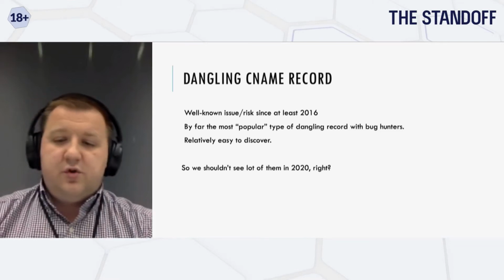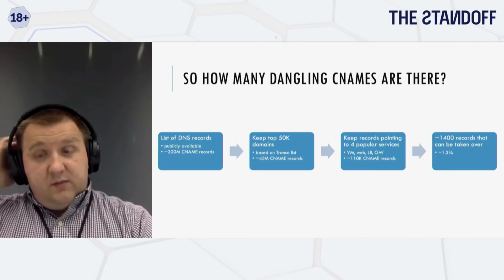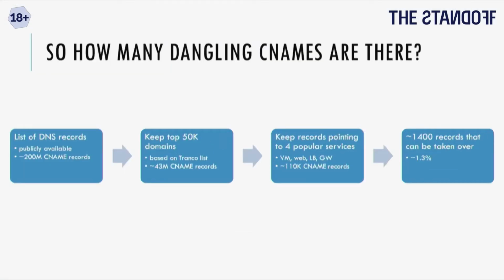One of the expectations that I have is that by 2020 this problem should have been resolved. But as I was preparing for this presentation, I decided to test this hypothesis. I conducted a micro-analysis of my own. I took a list of publicly available DNS records. It contains roughly 200 million CNAME records.